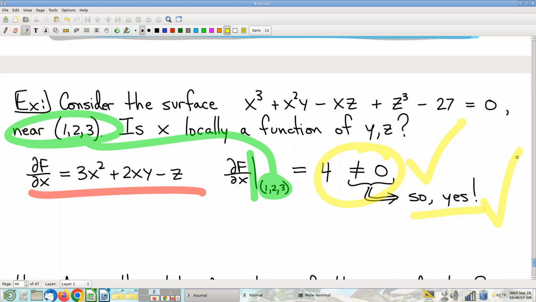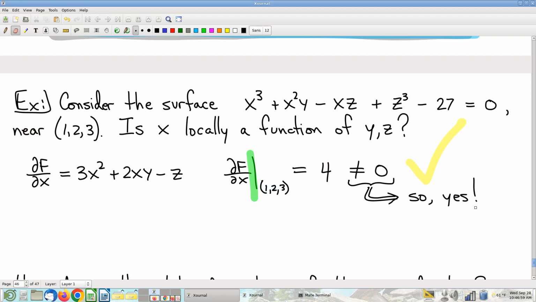Okay. Next thing we need to talk about. So we've established that x is locally a function of y and z. Now, how would I tell? Oh, yeah, question. If we do get 0, could we say anything then? If you get 0, then you just don't know, because it could be a couple of different scenarios, and the question from the back points to this.